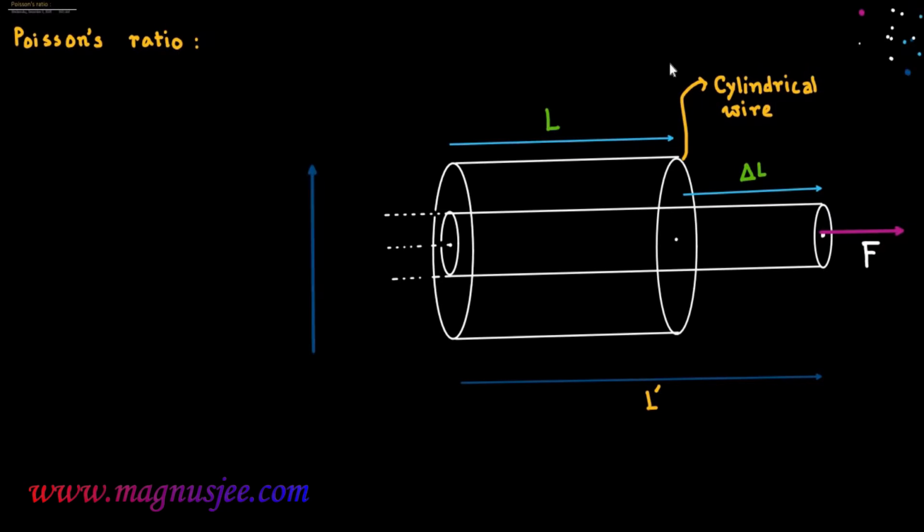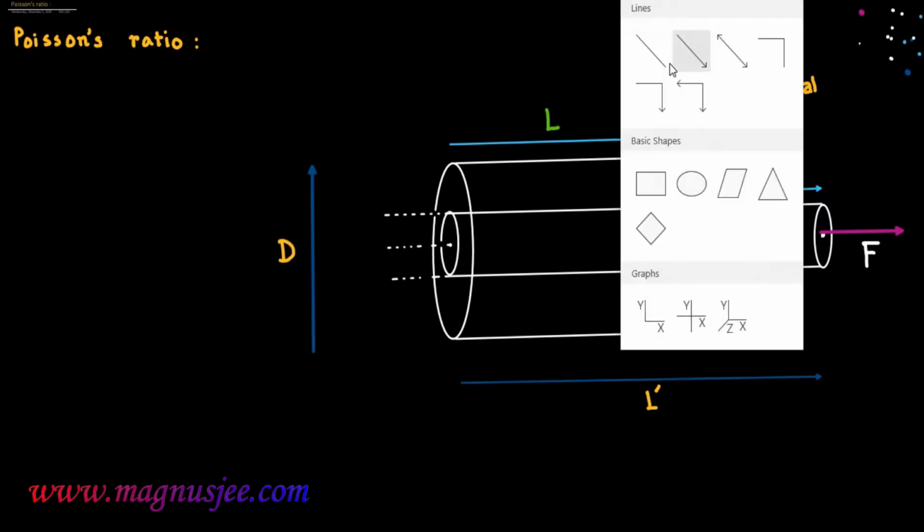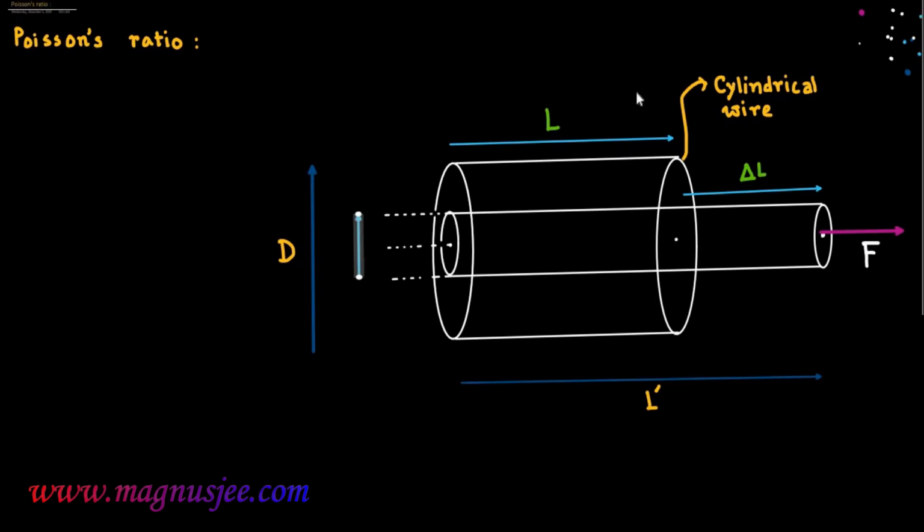We can denote the initial diameter of the cylindrical wire. D is the initial diameter and final diameter is D prime. Due to application of the deforming force F, diameter of the wire decreases to D prime, and this is half of change in diameter, that is delta D by 2. And also in the lower portion we can denote the half of change in diameter, that is delta D by 2.